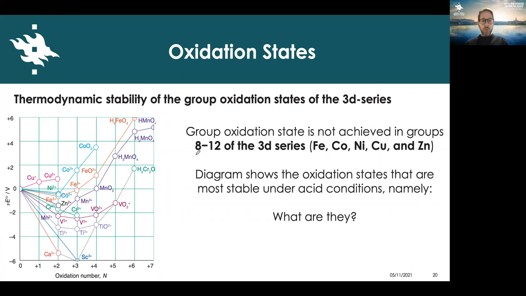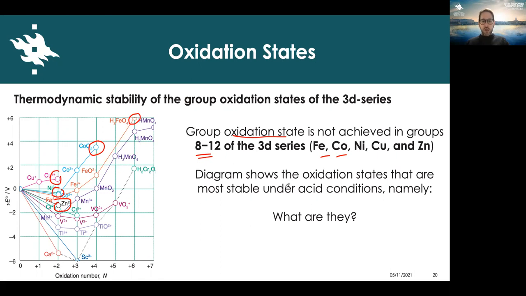When we talk about groups 8 to 12, so iron, cobalt, nickel, copper, and zinc, we can see that the group oxidation state cannot be achieved. If we take a look at iron here, we see oxidation states until 6, cobalt until 4, nickel until 2, copper also 2, and zinc here also 2.